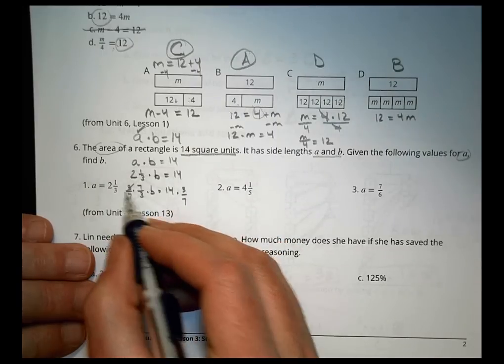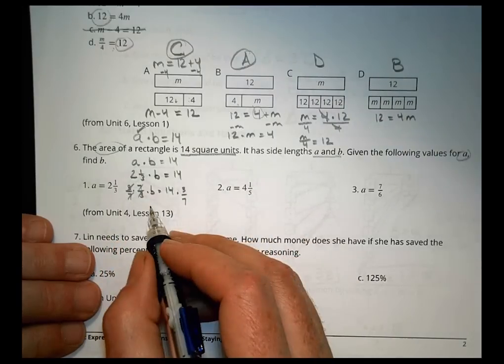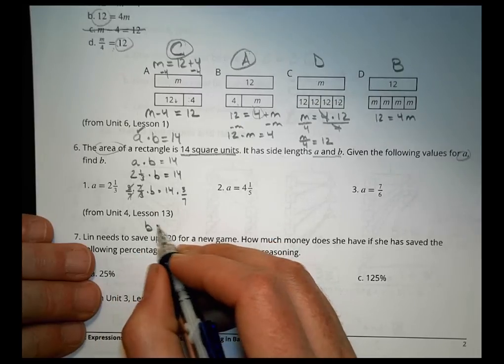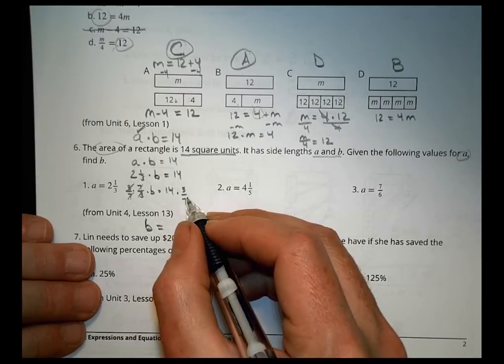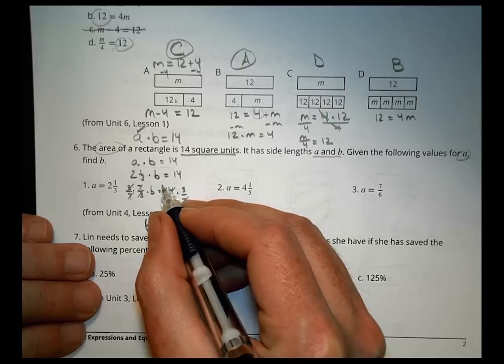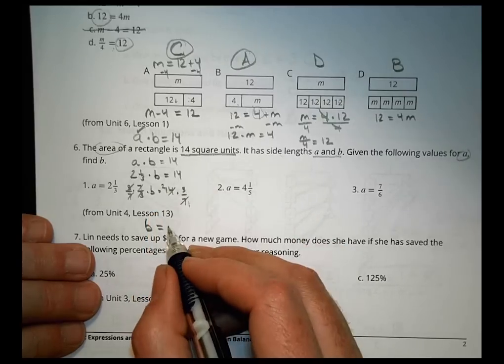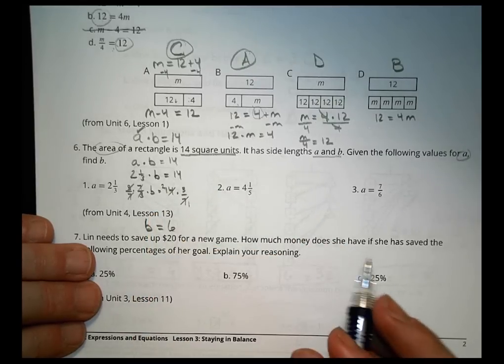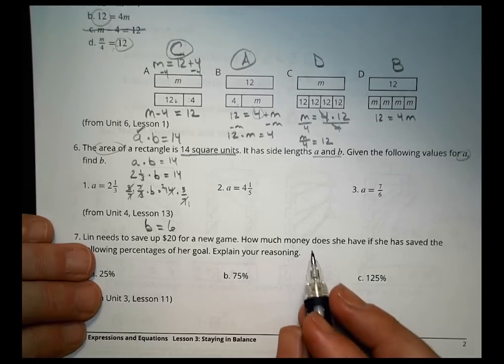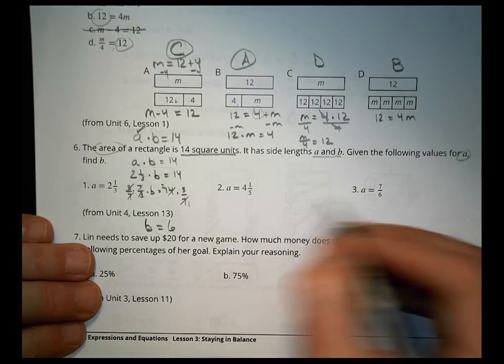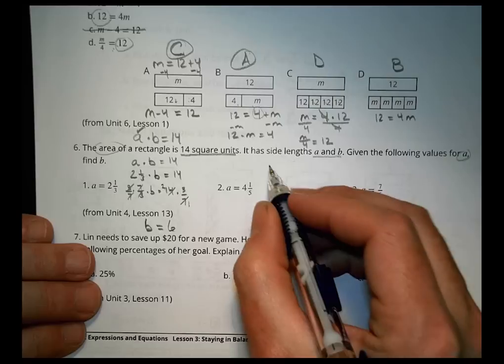So the 3's cancel, the 7's cancel. I'm left with B over here. And what is B going to be equal to? Well, this can reduce. 7 goes into 14 2 times. 2 times 3 is 6. And we solve it just like that. Okay? We're going to do the same thing for numbers 2 and 3, right?